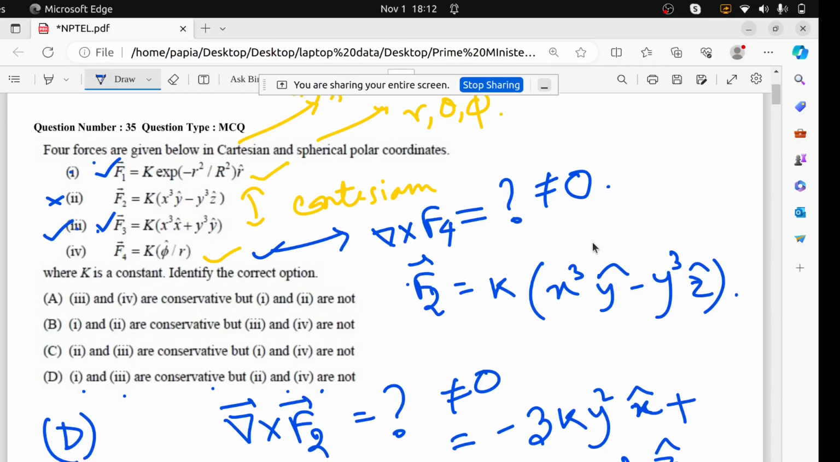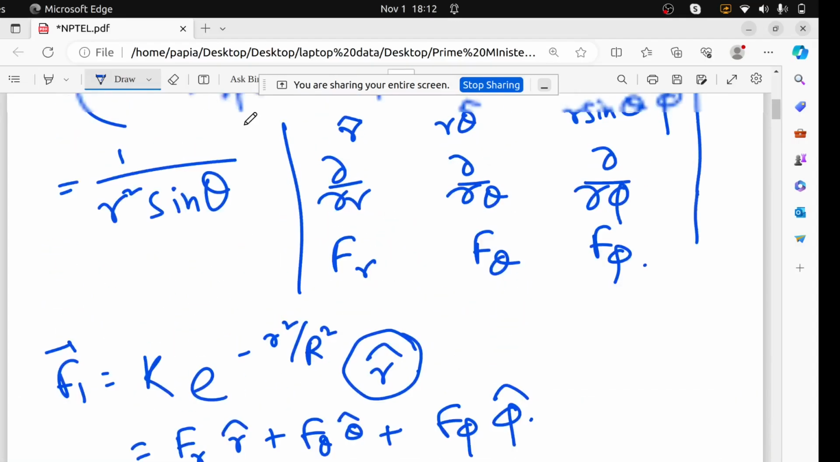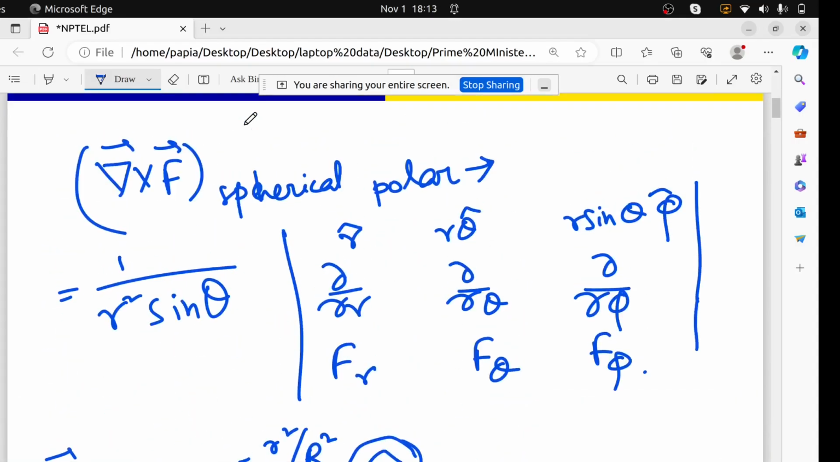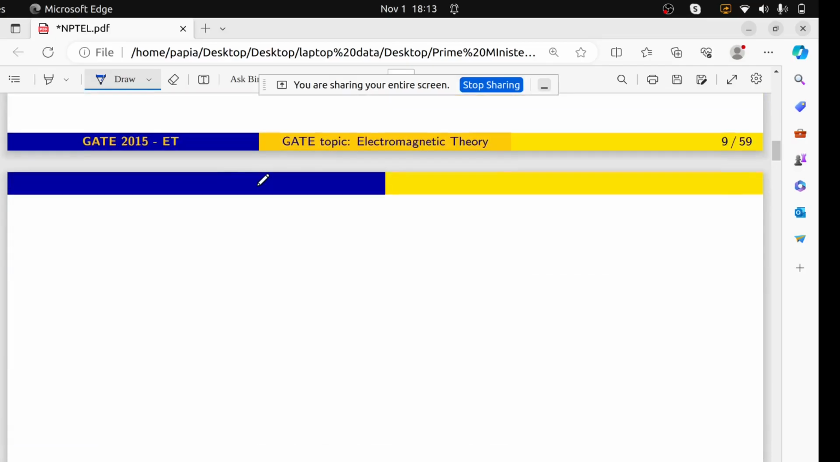So for that question, what we need to know? First of all, we need to know what is the del operator expression for spherical polar coordinate as well as Cartesian coordinate. Cartesian coordinate is very simple. For spherical polar coordinate, it's a little bit difficult one, like 1 by r square sin theta, r cap, r theta cap, r sin theta phi cap, del del r, del del theta, del del phi, and f r, f theta, f phi. That's it. Now we have to do the curl of f for every option. Okay, so I hope it's understandable.